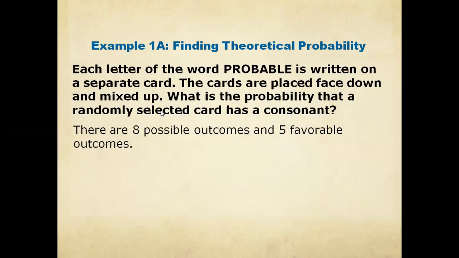How to find theoretical probabilities? It's so easy. Like in this example, each letter of the word PROBABLE is written on a separate card. The cards are placed face down and mixed up. What is the probability that a randomly selected card has a consonant? So, yes, Muhammad?